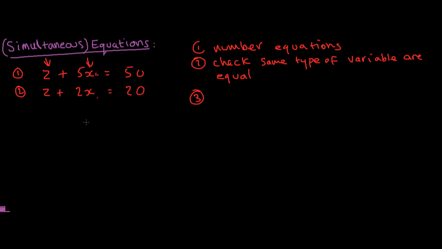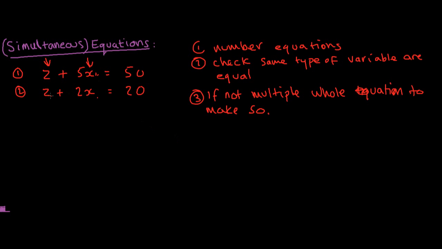Step 3, and then if not, multiply whole equation to make so. So if it's not, say you wanted the x values to be the same, you times this whole equation by 5 to make 10, times this one by 2 to make 10, and that would work, but there's no point because the z value is already the same.